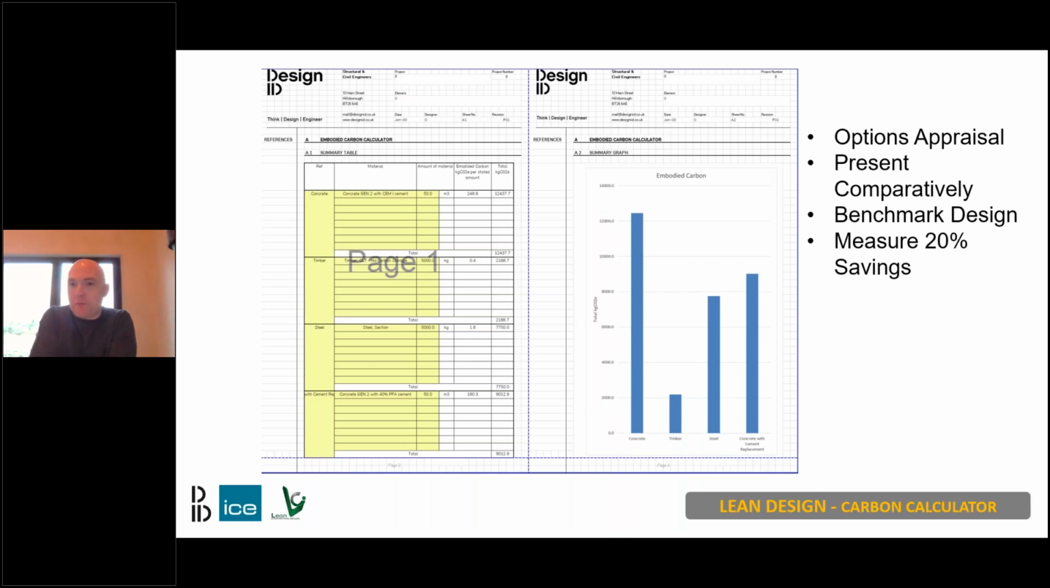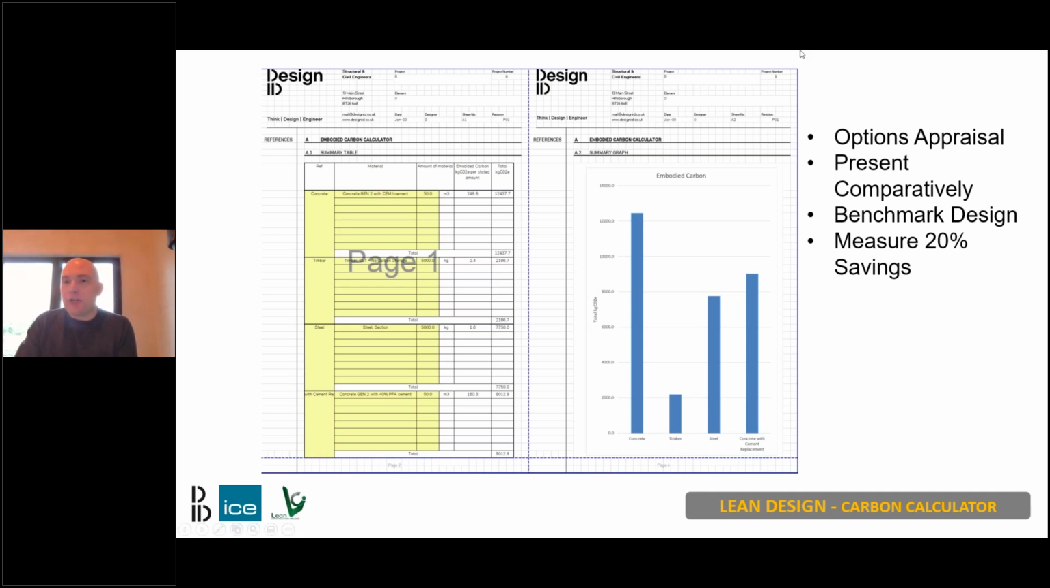So when we look at lean design, we look at how we measure carbon reductions within Design ID, using some of the data that's out there by the ICE, the iStruct. It is possible to actually calculate the amount of embodied carbon within your building. Something that we do in Design ID is look at the various types of materials within a building and say, well, if you design the building in concrete, this is the amount of embodied carbon. If you design it in timber, this is how much it is. And we actually display that graphically, so it's very transparent and clear how much embodied carbon is associated with each of those different materials or frame types.